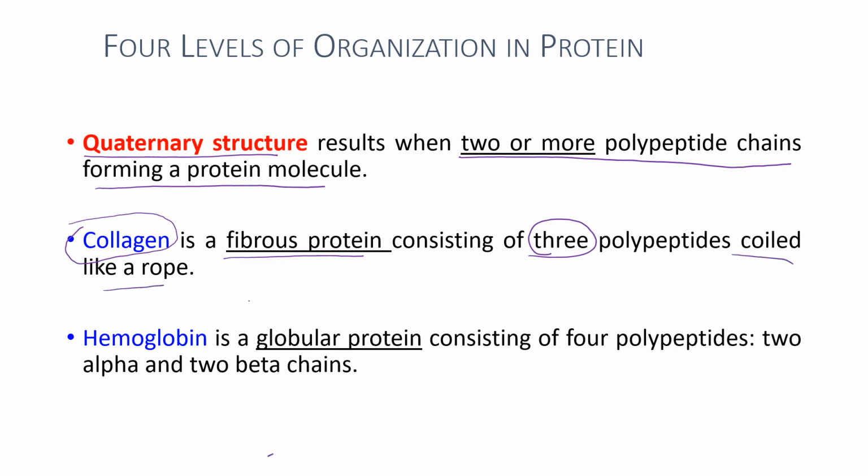And then the second example is hemoglobin. Hemoglobin is a type of globular protein. It folds into a specific shape. Hemoglobin consists of 4 polypeptide chains: 2 polypeptides of alpha type, and the other two polypeptides are of beta type. Okay, 2 beta chains.